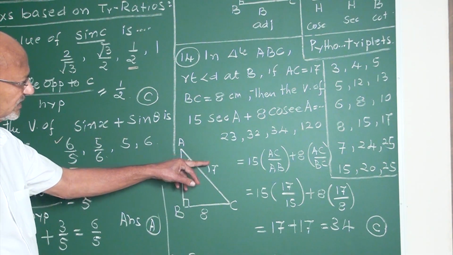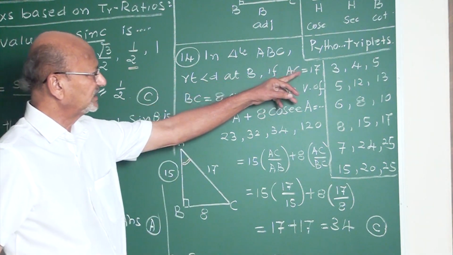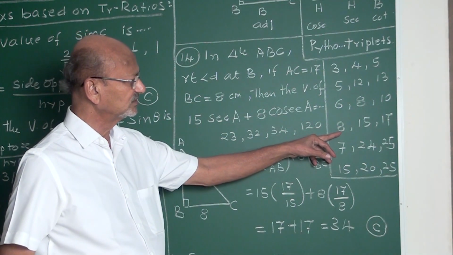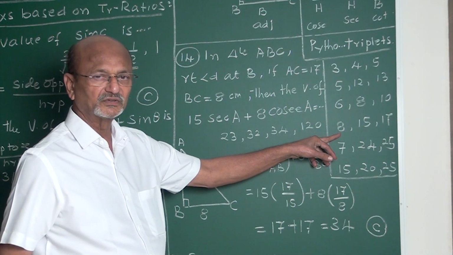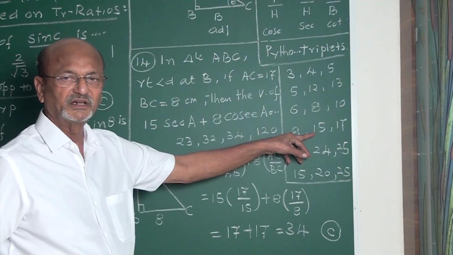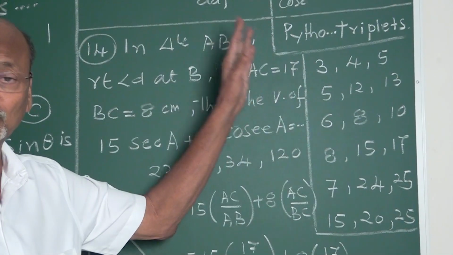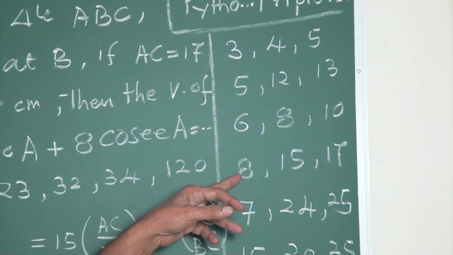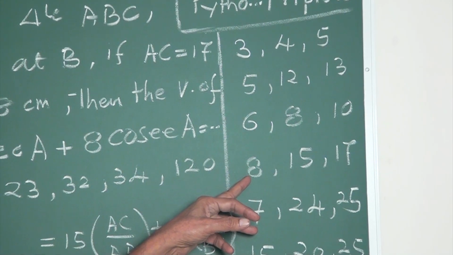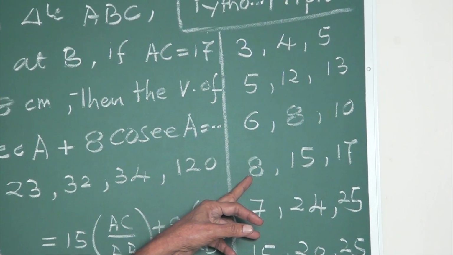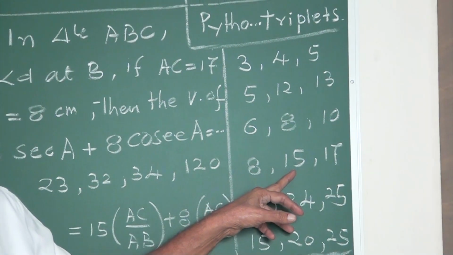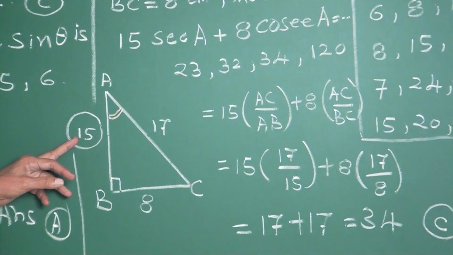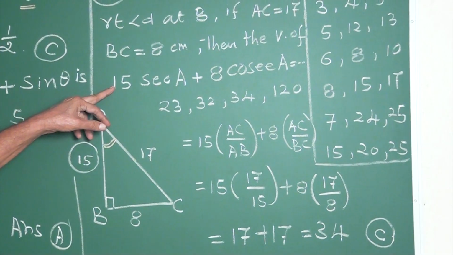17 and 8 are given. If you remember the Pythagorean numbers, directly you can write that the remaining side is 15. Otherwise, you have to go for the Pythagoras theorem: 17 square minus 8 square, 289 minus 64, 225. Square root of 225 is 15. If you remember it, directly, my friend. This is 15. Yes.